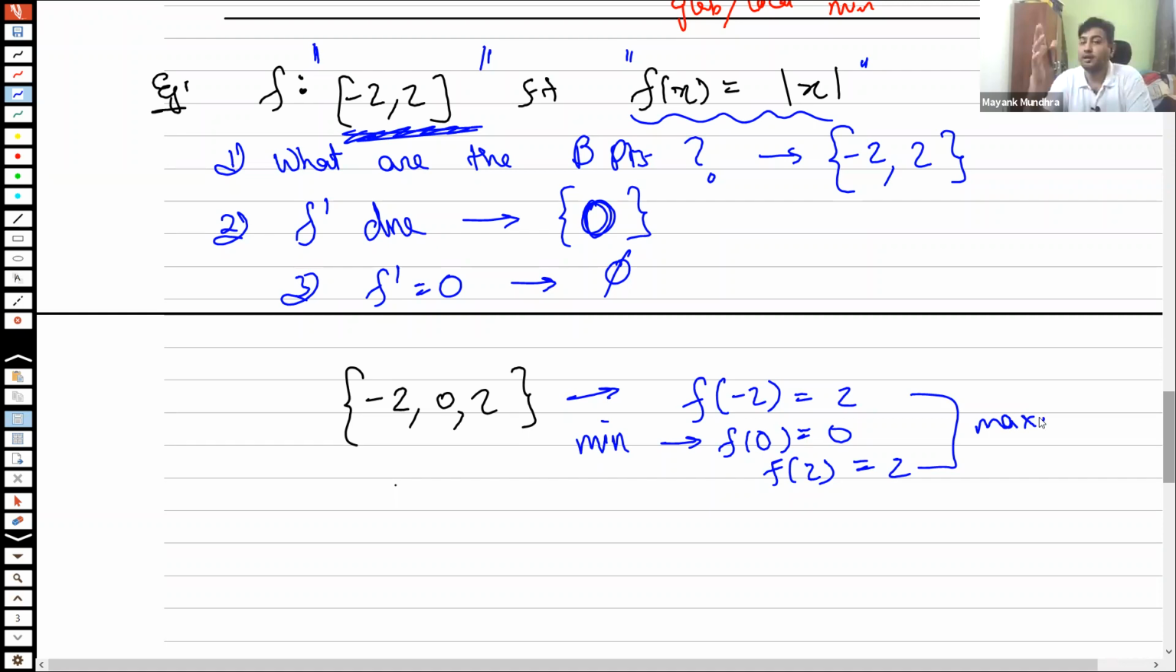Maxima and minima will exist. That's why I'm sure that because maxima and minima exist in this particular function, they are going to be there. It is not that there's no maxima, no minima. For some more complicated functions, the analysis would again be much more complicated.